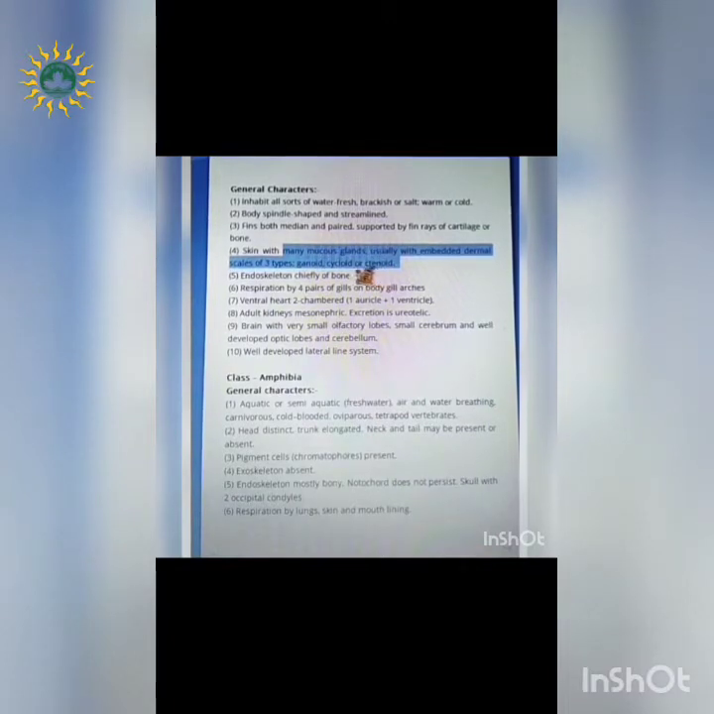The endoskeleton is chiefly of bone, because it is a bony organism. Respiration takes place by 4 pairs of gills on the gill arches. Previously, in the Chondrichthyes, they had 5 to 7 pairs of gills, right? So here it has 4 pairs of gills on the arches. The ventral heart is present, which is venous in nature and two-chambered like previously, because it is a fish, with 1 auricle and 1 ventricle.